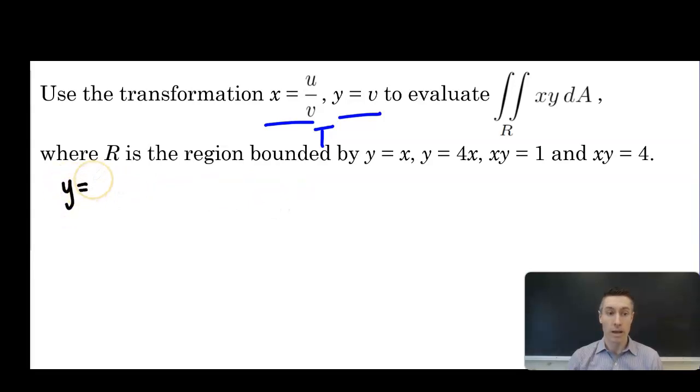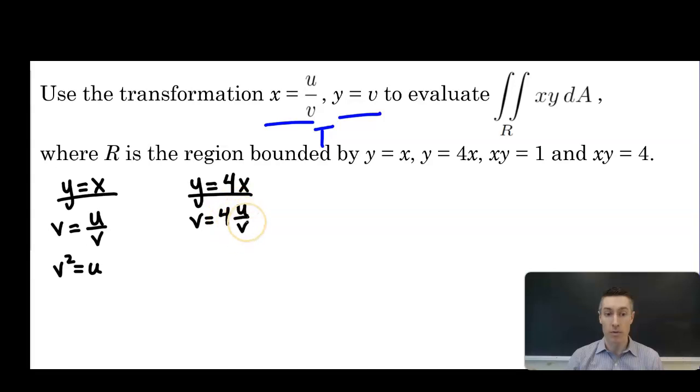So start with y equals x. So that means v equals u over v. V squared equals u. Y equals 4x. So v equals 4 times u over v. V squared equals 4u. And I'm not going to go past this as far as moving the 4 over because we need to decide whether we want to solve for u or v here, which is really going to be dictated by the next two equations.